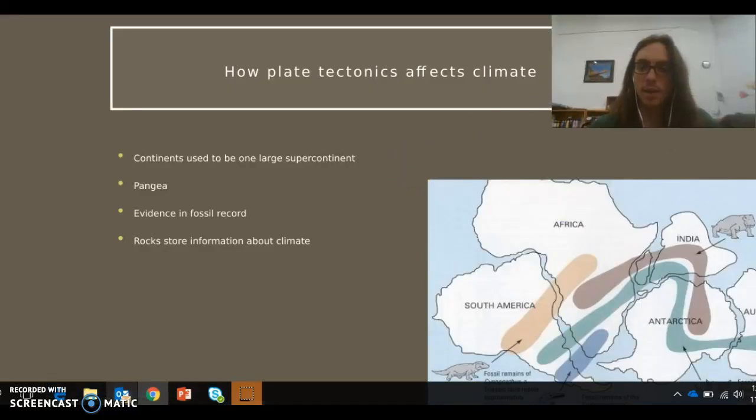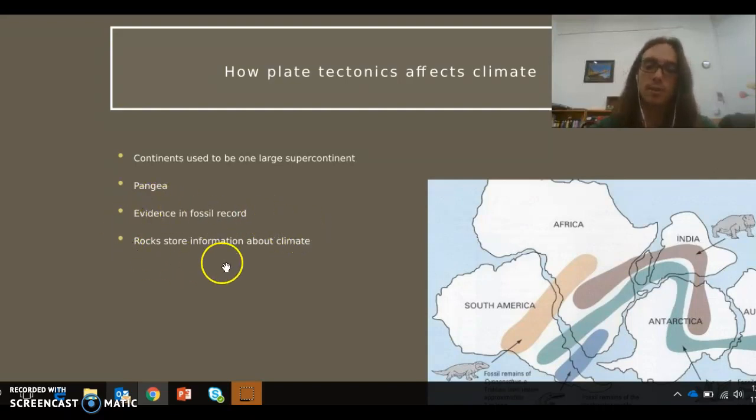Okay, so plate tectonics also affect climate. The continents used to be one large supercontinent called Pangaea, and this is Pangaea here. We have evidence of this in the fossil record, but it started with an observation. Someone looked at all of the continents and said, hey, South America looks like it could have fit right here in Africa. Africa looks like it could have fit right here in Antarctica. India looks like it could have fit right between these two, and Australia looks like it could have fit right here. So they saw this observation, and then they looked at the fossil record with index fossils and relative aging of rocks.